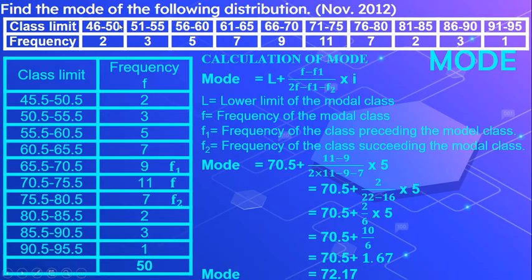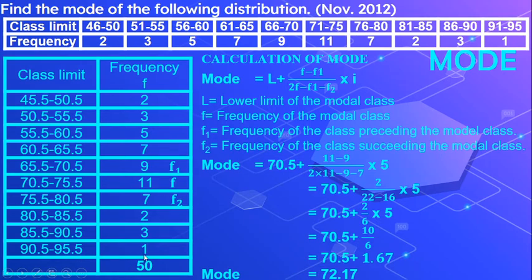Now we add to the upper limits: 50 plus 0.5, 50.5, 55, 55.5, 60, 60.5, 65, 65.5, 70, 70.5, 75, 75.5, 80, 80.5, 85, 85.5, 90, 90.5, 95, 95.5.